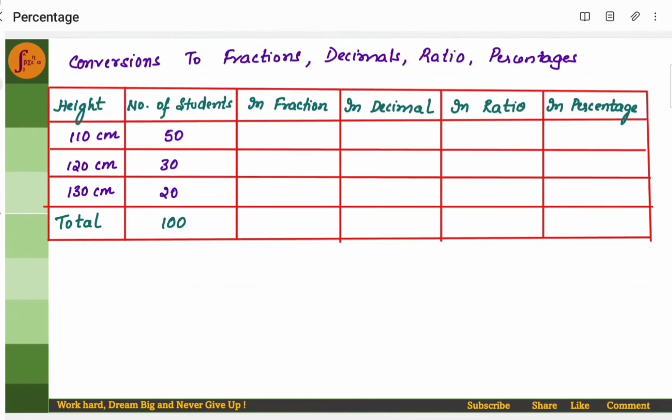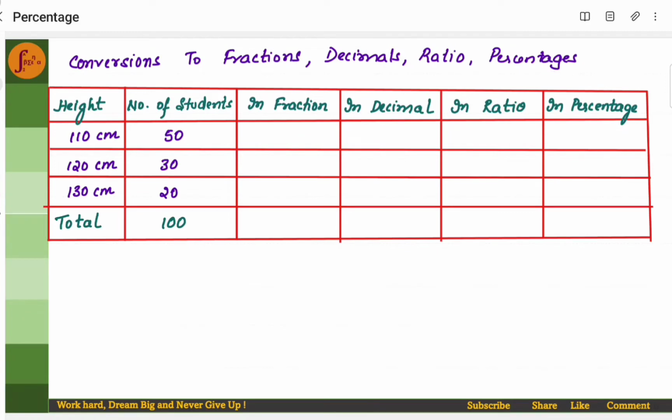We should be able to convert fractions to percentage, decimals to percentage, and ratio to percentage, and vice versa. That is, we should be able to convert percentage to ratio, percentage to decimal, and percentage to fraction.